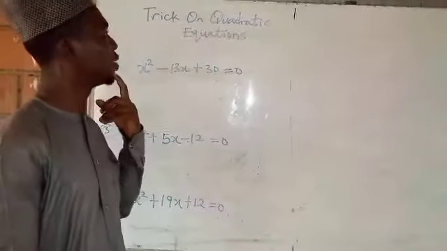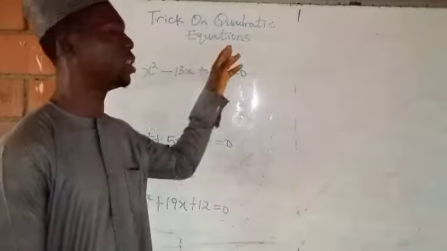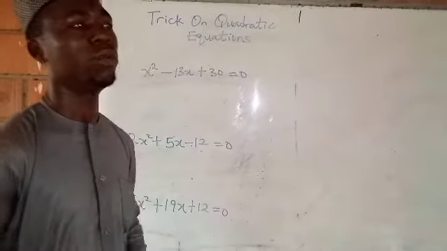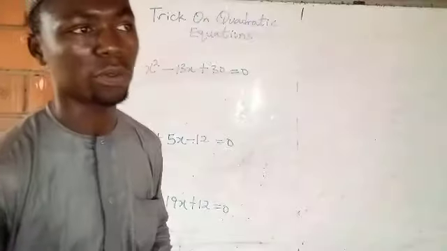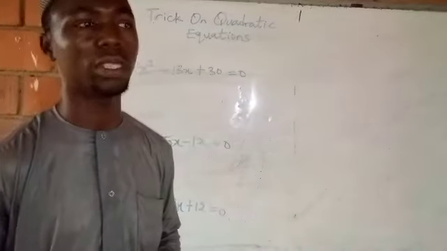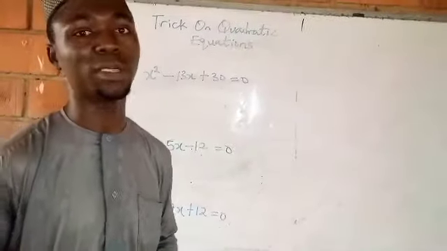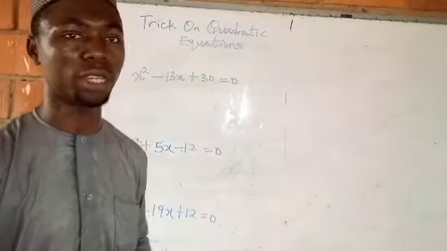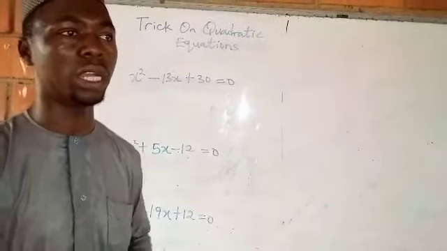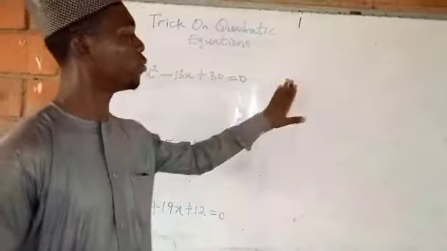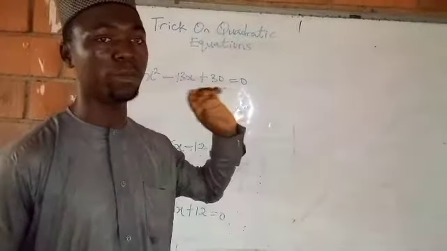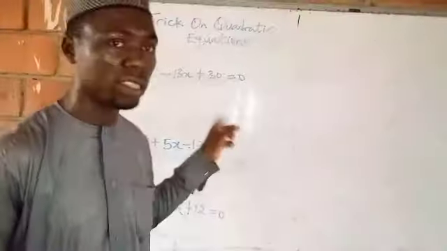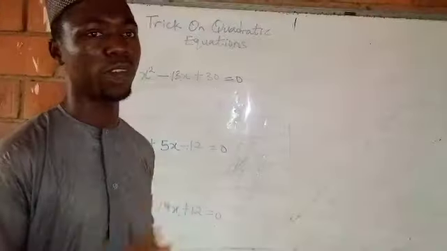We want to look at some tricks on quadratic equations. When you have a question involving a quadratic equation, and maybe it's an objective question where you have options, instead of going through the stress of factorization and all other steps, all you have to do, like we have done in the previous lesson on quadratic equation, is get the two factors.